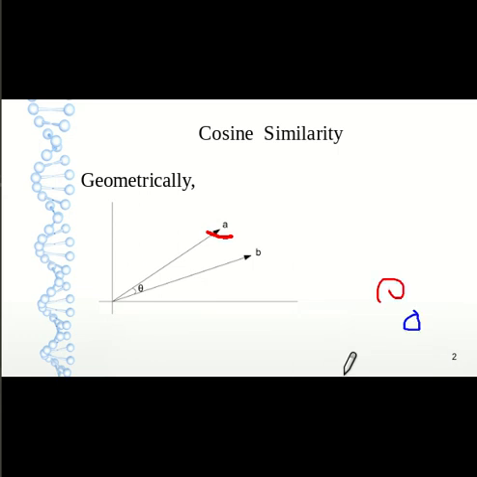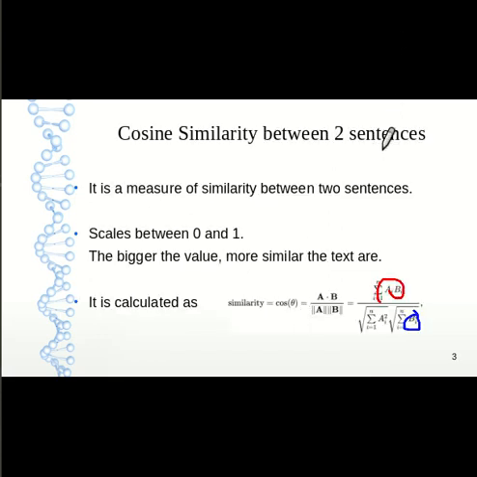So, geometrically, cosine similarity is the measure of similarity between two lines. Here it is the angle theta. This angle theta defines how similar line A is to line B. In our case, cosine similarity is a measure of similarity between two sentences, so it scales between 0 and 1. The bigger the value, the more similar the sentences are.